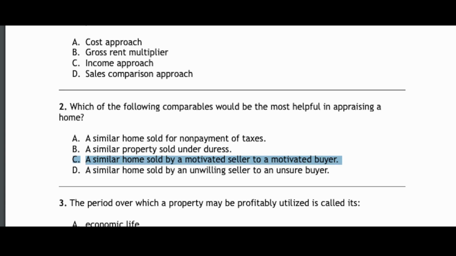Now, the reason for this is this relates to the willing seller, willing buyer concept of value. The fair market value of a property is the price a property would sell for between a willing seller and a willing buyer. Fair market value is the ideal price for a comparable property.